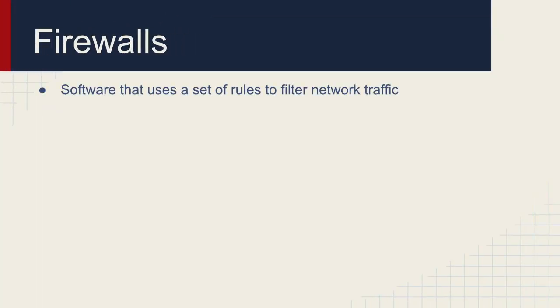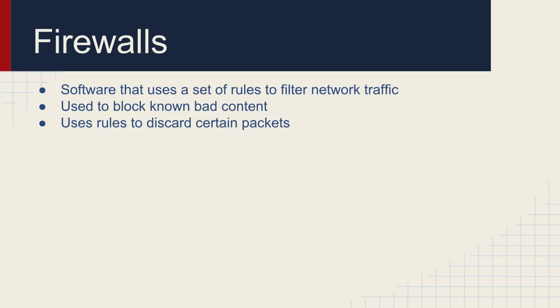Firewalls. It's software that uses a set of rules to filter network traffic. It's used to block known bad content. Basically, what this means is whenever information is coming into a computer, if there's a firewall in place, the firewall looks at it and, using a set of rules, determines whether or not the information is malicious or whether it should be there or not. And it uses a set of rules to discard certain packets.